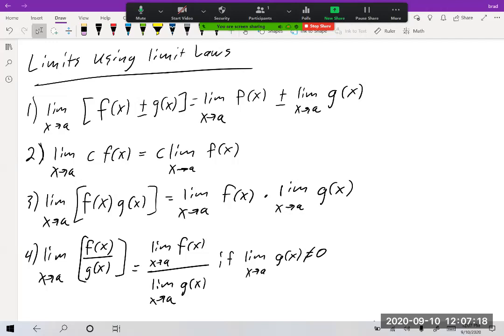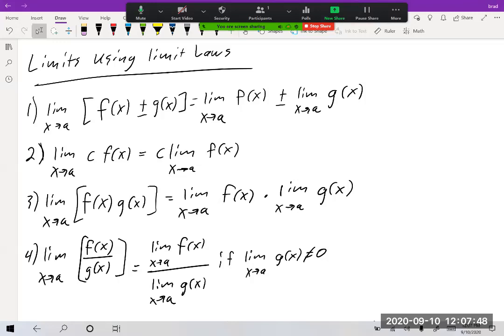Okay, so the first limit law says the limit as x approaches a of f of x plus or minus g of x is equal to the limit as x approaches a of f of x plus or minus the limit as x approaches a of g of x. What this is basically saying is the limit of the sum is the same as the sum of the limits. So you can split a limit through addition or subtraction. You're not distributing the limit, but what you are allowed to do is take the limit term by term, okay? And we're going to practice some of these after we go through all of them.